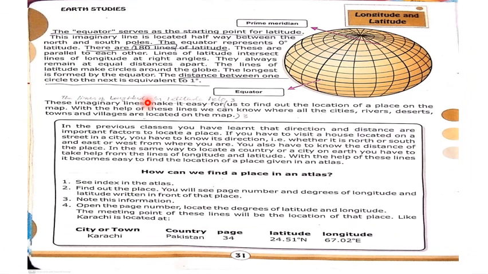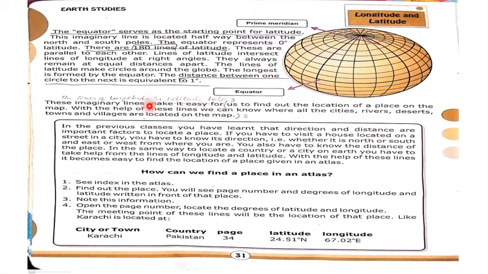And here comes the next page, which is page number 31 of your book. Here you can see some more information about latitude. The equator serves as the starting point for the latitude. Okay? And here you can see that these lines are 180 in number. And the distance from one circle to another is equivalent to 1 degree.